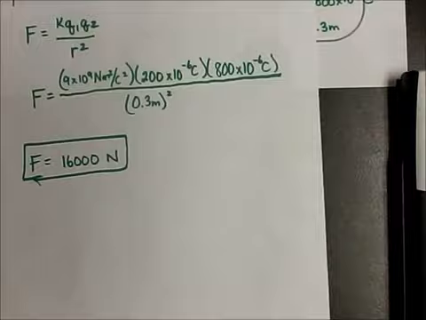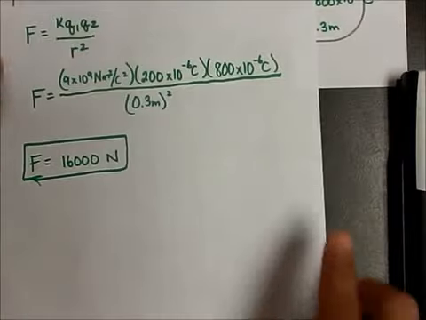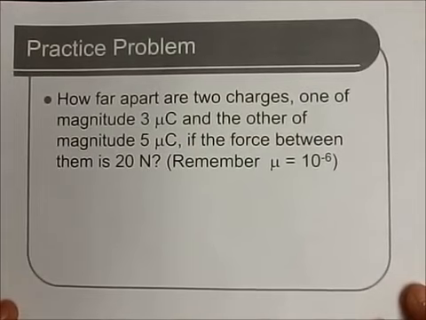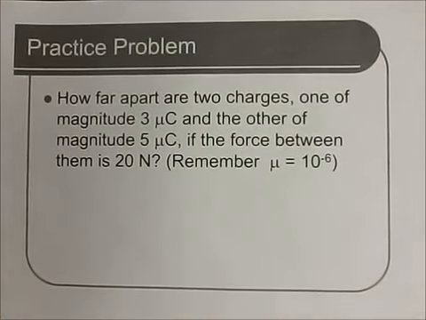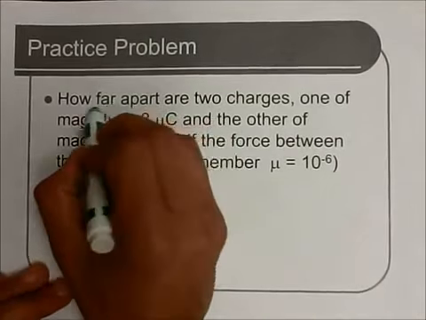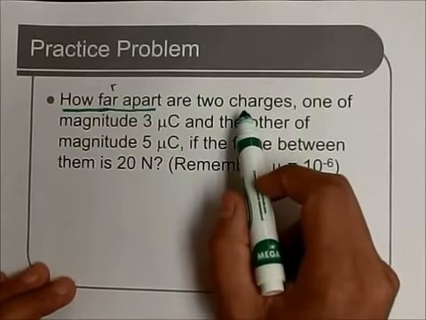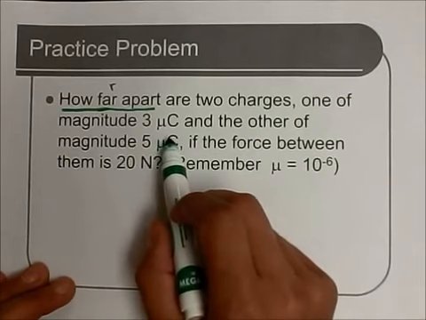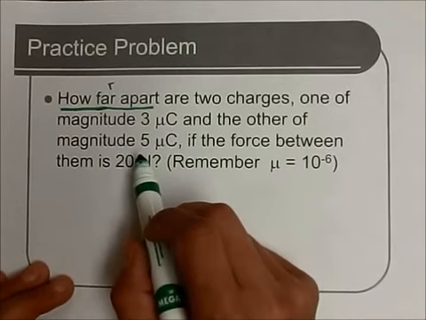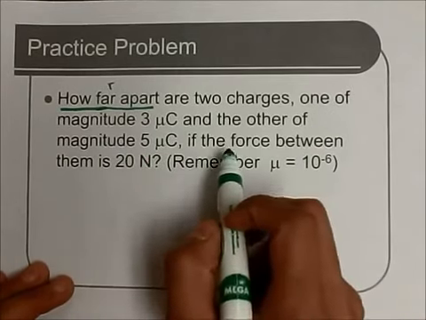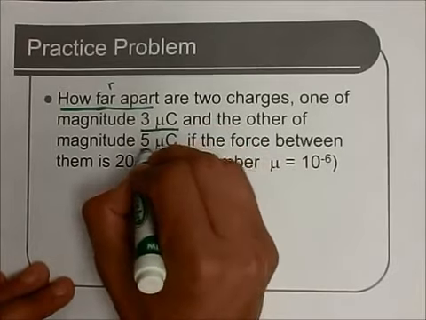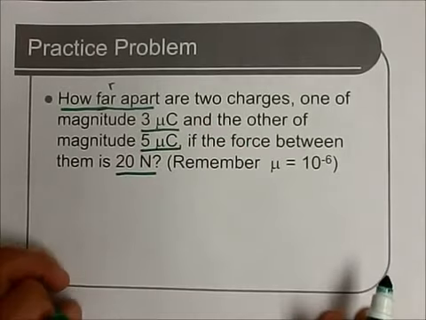Okay, let's keep going, because I want to do something a little different, where instead of solving for force, I solve for the distance between the objects. I like that. So here we go. How far apart, this is looking for a distance, are two charges, one of magnitude 3 microcoulombs, the other of magnitude 5 microcoulombs, if the force between them is 20 newtons. So 3 microcoulombs, 5 microcoulombs, 20 newtons.